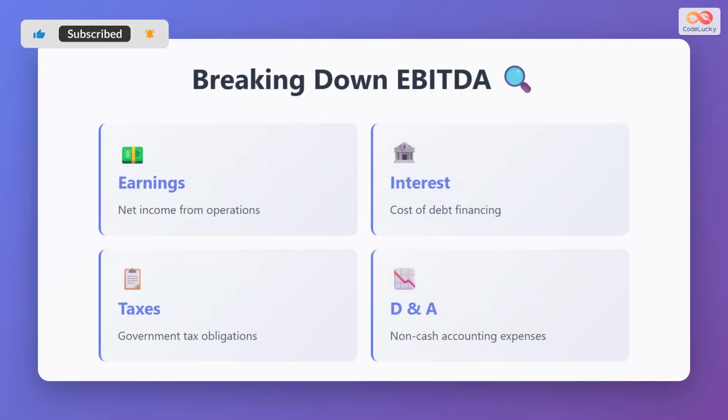Let's break down each component of EBITDA. First, earnings refers to net income from operations, the profit a company generates. Second, interest represents the cost of debt financing, the money paid to lenders. Third, taxes are the government tax obligations that companies must pay. Finally, depreciation and amortization, often abbreviated as D&A, are non-cash accounting expenses. Depreciation spreads the cost of physical assets like machinery over their useful life, while amortization does the same for intangible assets like patents. By adding these four items back to net income, EBITDA reveals the earnings generated purely from operations.